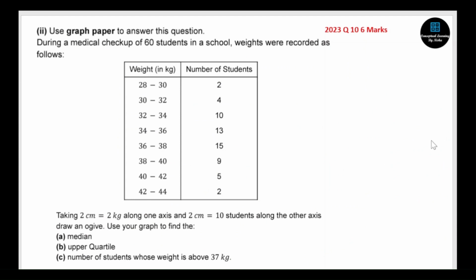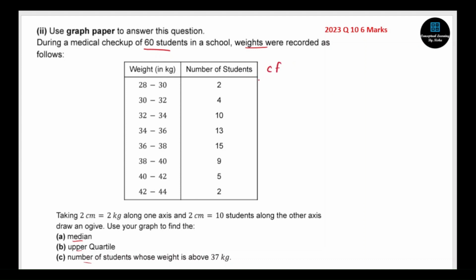In this question, which is a 6-marker question, we are given the number of students and their weight, and we have to find the median, the upper quartile and the number of students whose weight is above 37 kg. As we are talking about the median, we have to add one more column for CF. I'm just putting it here.